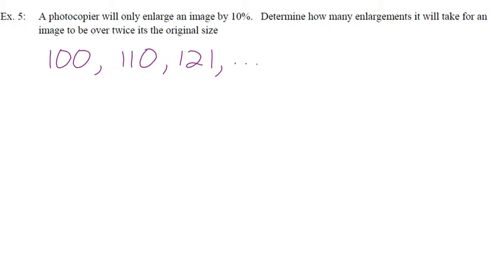Okay, and what we want to find is some mysterious number which is greater than or equal to 200. Actually, it says over twice its original size, which means we really want to be greater than 200, which is going to be easy because it's never going to be exactly 200, so we're going to get some number and then it's going to hit and it'll be over 200. And we want to figure out, okay, how many enlargements, right?